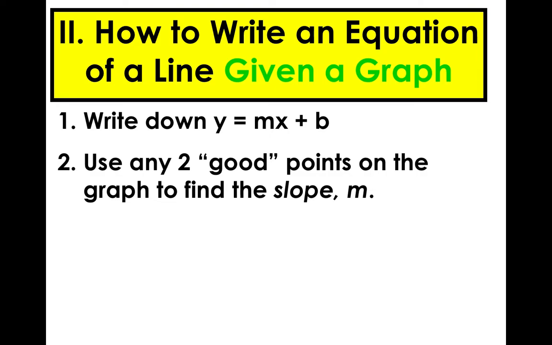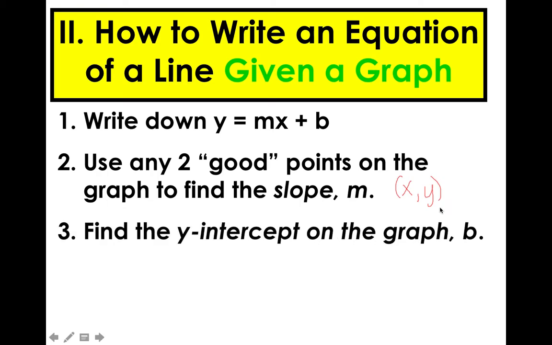And we're going to use any two good points on the graph to find the slope. Now, when we're talking about two good points, we're actually saying 2 points where I know what the coordinates are. And just to reiterate, remember a point has an x and it has a y. So let's make sure that whatever 2 points we choose, we know exactly what the x coordinate and the y coordinate is of that point. And we'll look at some examples.